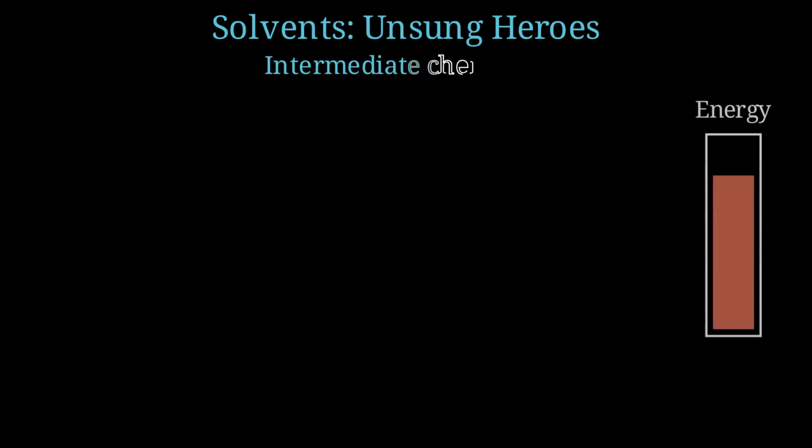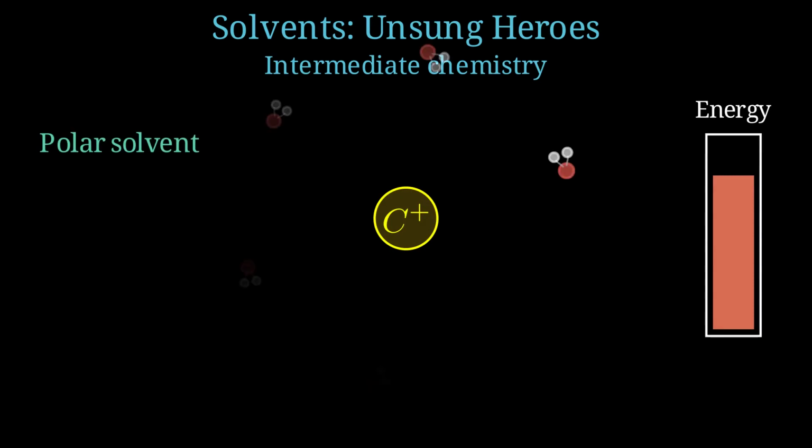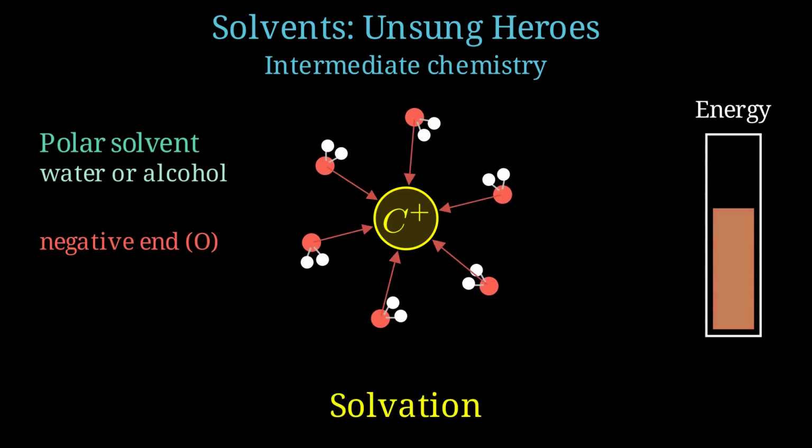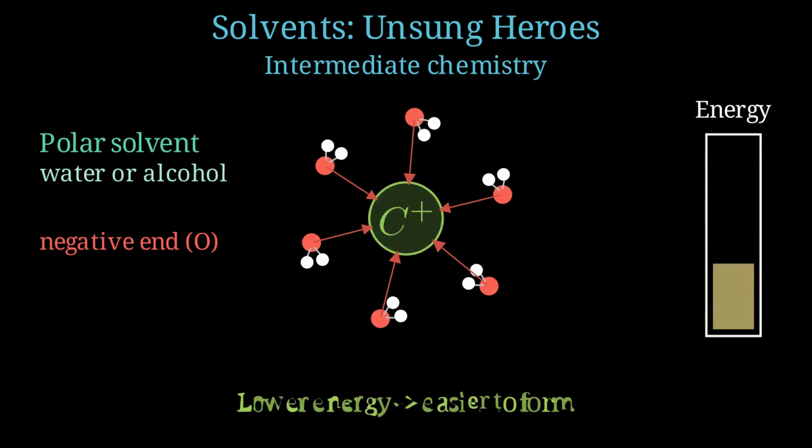Speaking of solvents, they are the unsung heroes of intermediate chemistry. If you have a carbocation, a positive charge, a polar solvent like water or alcohol will huddle around it, the negative ends of the solvent molecules pointing inward. This solvation lowers the energy of the intermediate, making it easier to form.